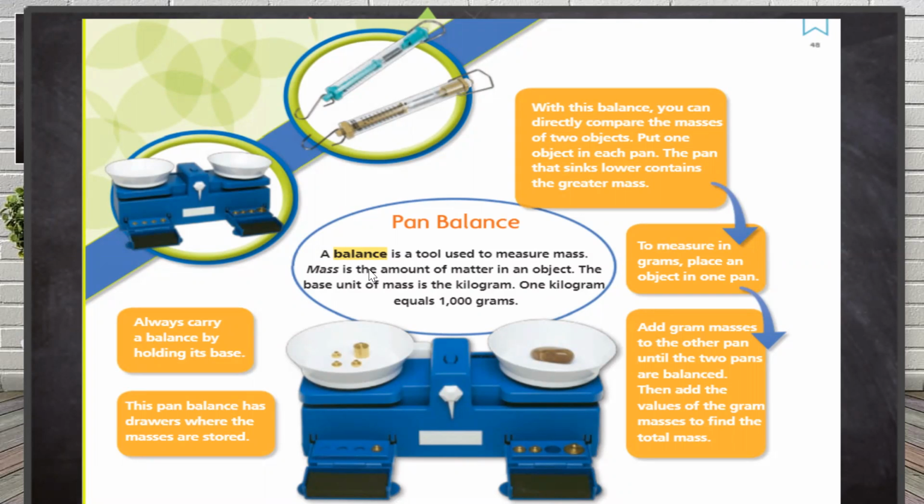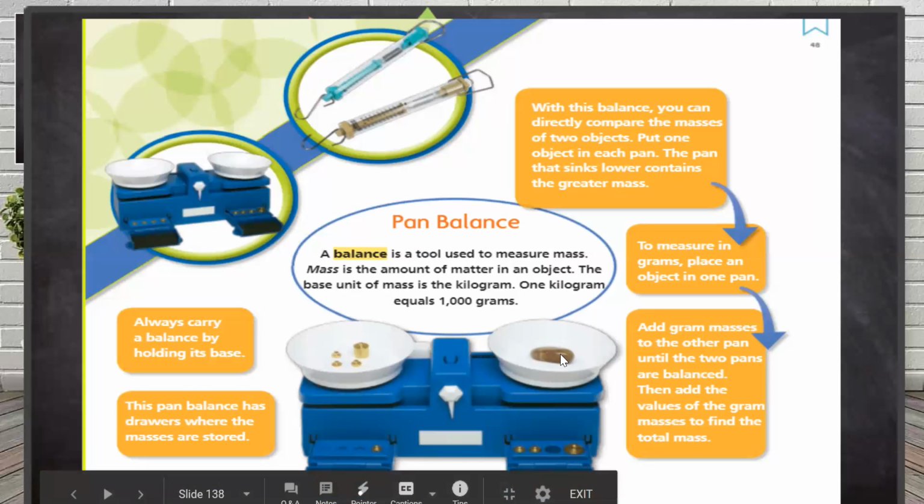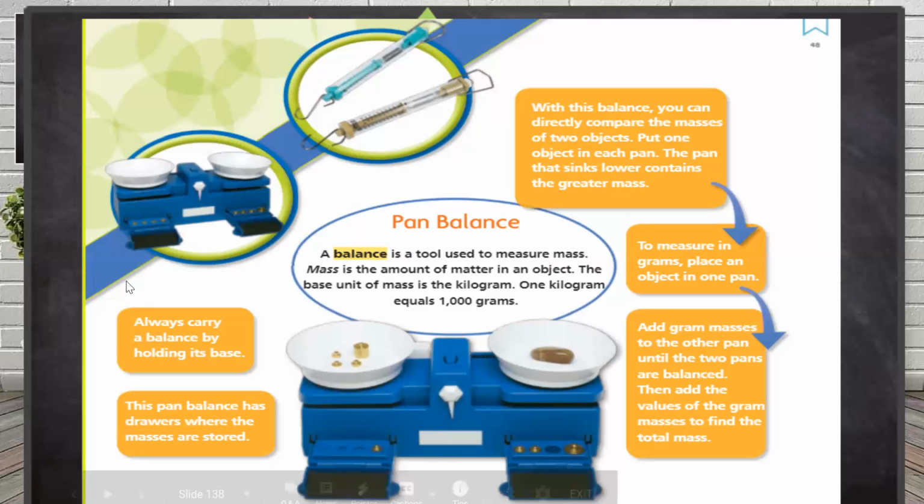What is the mass? It is the amount of matter in an object. You want to know how much matter is in this object. Over here, look at this rock. I want to know how much matter is in this rock. So I'm going to find the weight of this rock. Always carry a balance by holding its base.